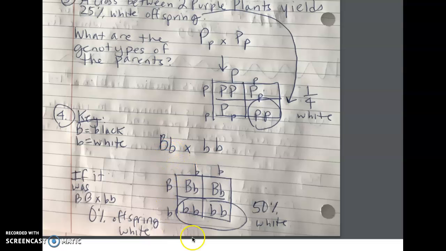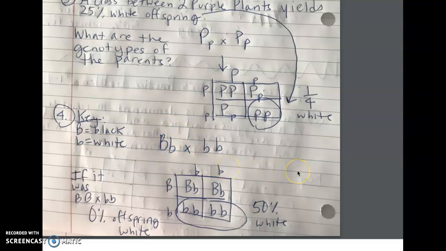And I can see that in the Punnett square down here. When I cross a white guinea pig with a heterozygous black furred guinea pig, 50% of them come out big B, little b, or black, but 50% of them also come out white. Okay, if this was a big B, right, and this was a big B here, none of these would be 2 little b's. So that's how I know what this parent is.